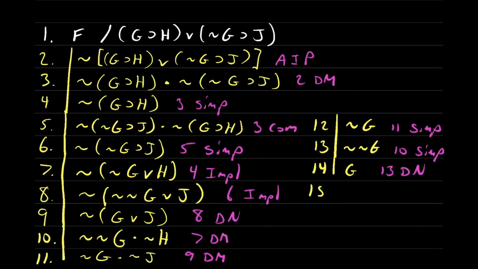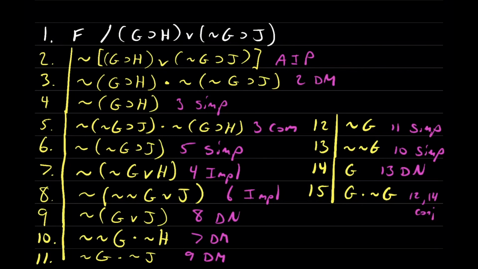On line 15, we're still inside the scope of this vertical line. Don't forget about it. We're going to conjoin line 12 and 14 together, G and not G. There's our explicit contradiction we were looking for. So that's line 12 and line 14 by conjunction.